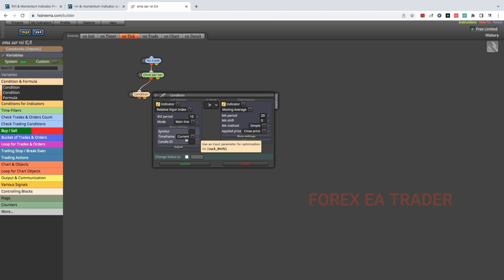Here you can set whatever time frame you want to set. If you want it for H1 or H4, or whatever time frame you want this robot to work on, I'm just going to leave it current, whatever time frame that you want to place it on. Here you can actually tick some of these boxes if you want to edit some of these things in your MetaTrader 4 without coming back to FXDREEMA. You just tick these gray boxes. So it needs to be above. We are going to use above.